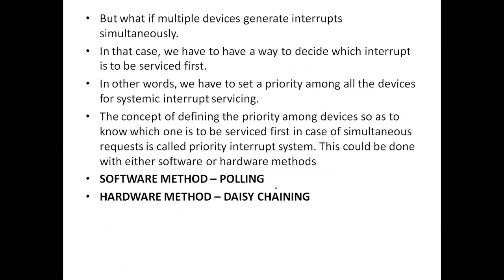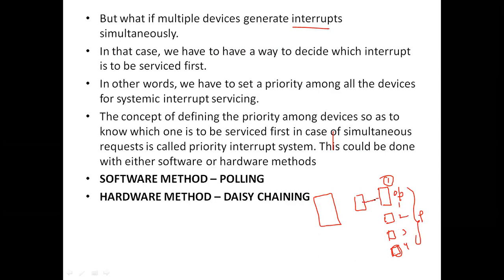But what if multiple devices generate interrupts? In the previous figure, only one IO device was connected. Fine. So here one output device has been connected to the interface with the CPU. So my question is, what if multiple devices generate interrupts simultaneously? Instead of connecting one IO device, suppose you have connected 1, 2, 3, 4 IO devices, some input and some output peripherals. So these are connected to the interface.